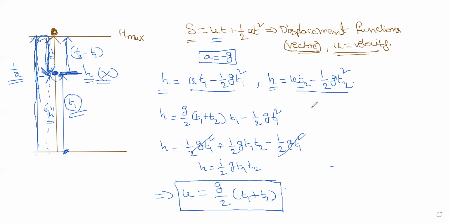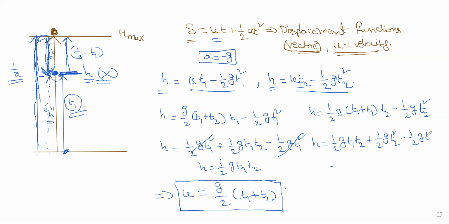Check. So h is equal to half g into t1 plus t2 into t2. What if I put here? నాకేమైనా లెక్క తప్పిపోతుందా? No, no, no. Just check it. You will get the same answer. చూడండి, half g t2 square. Let's plug in. h is equal to half g t1 t2. Okay, half g t1 t2 plus half g t2 square minus half g t2 square.